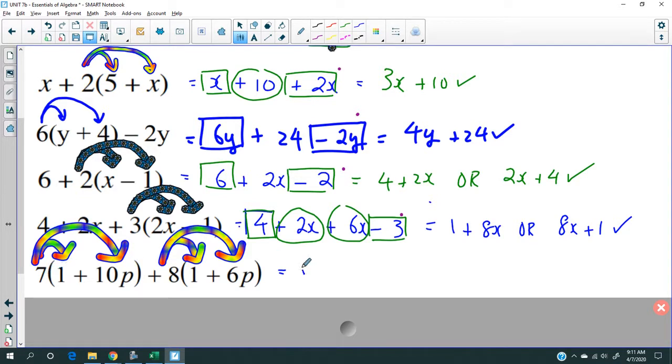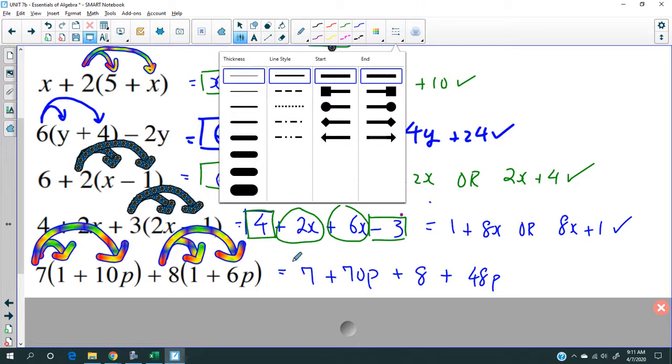So 7 times 1 is 7, plus 7 times 10p, 70p, plus right here, right? 8 times 1, that's 8, plus 6p, that's 48p, right? Now look at this, right? Combining like terms, nothing's changed. So let's combine like terms.